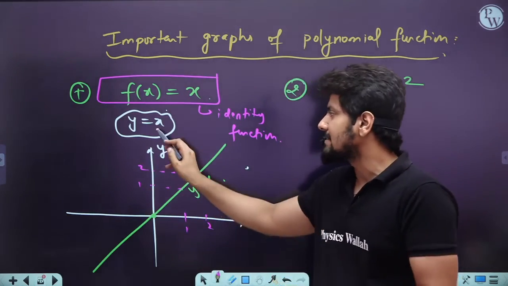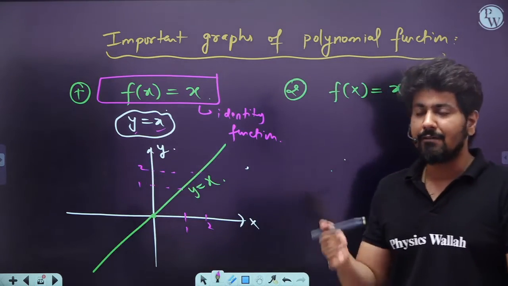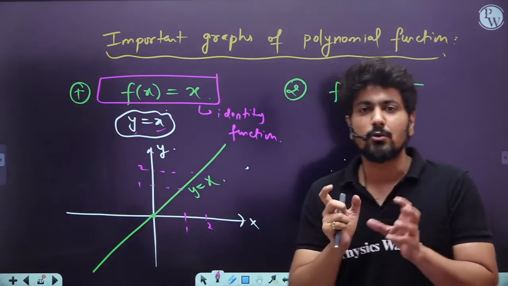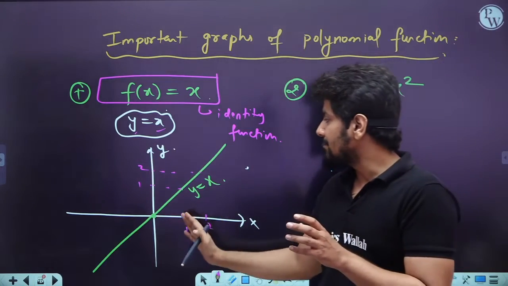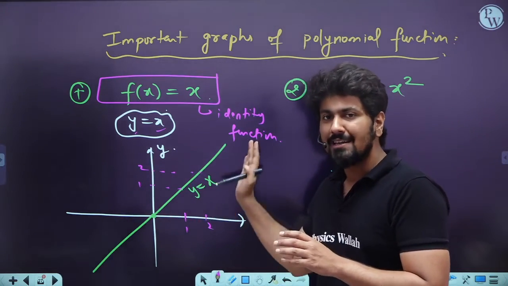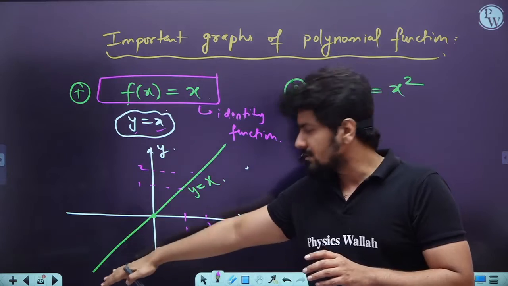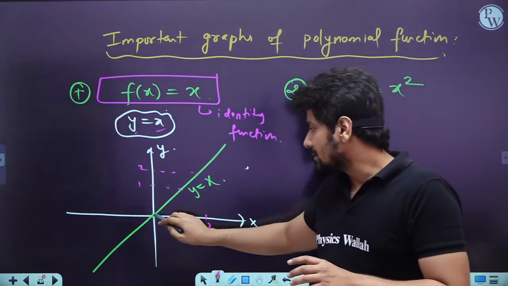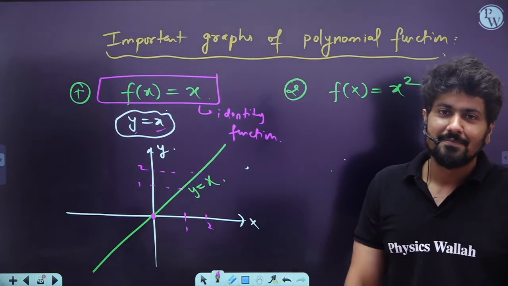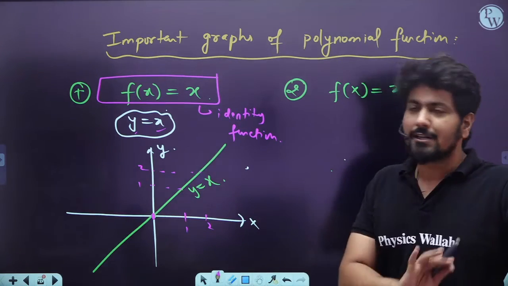See, we know that x is input, we know y is output. And if I say y is equal to x, it means input and output are same. Basically, this graph passes through (1, 1), (2, 2), (3, 3), (4, 4), (-1, -1). It is a straight line passing through origin (0, 0). This is known as identity function. f(x) is equal to x.